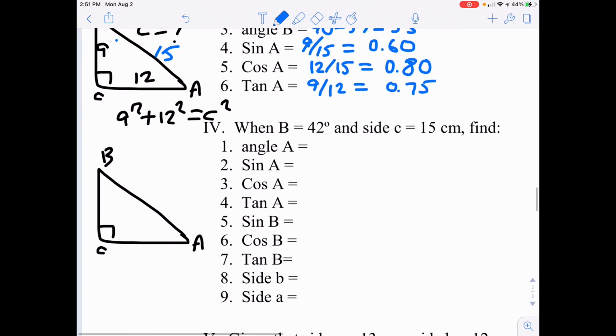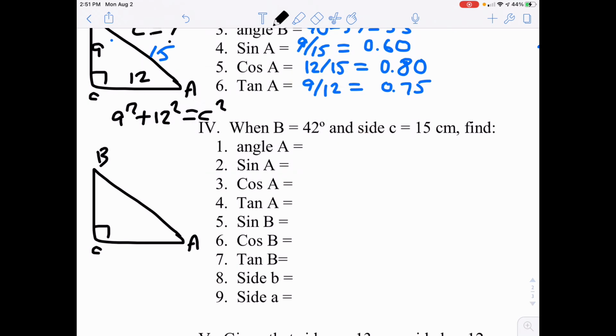Part 4. We know angle B is 42 degrees. We know side C is 15 centimeters. We have to find angle A, the sine, cosine, and tangent of A. We already know we need to find the sine, cosine, tangent of B. Then we need to find side A and side B. Okay, let's start with the angles, because all that stuff's easy. Angle A would just be 90 minus 42. So 90 minus 42 is 48.